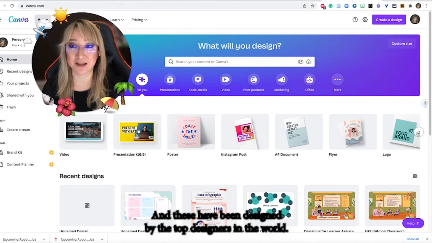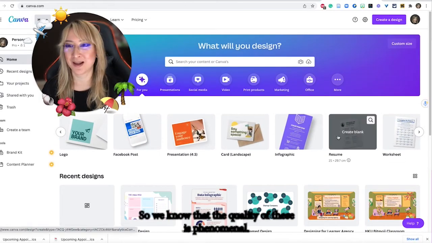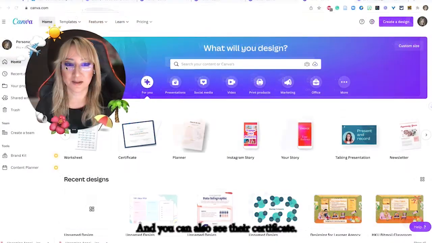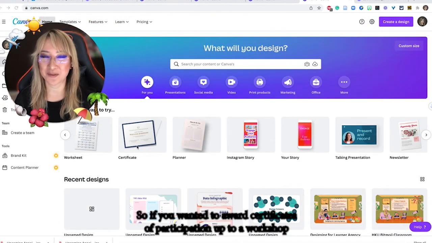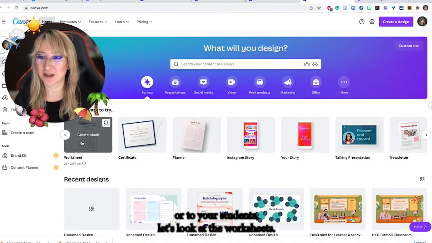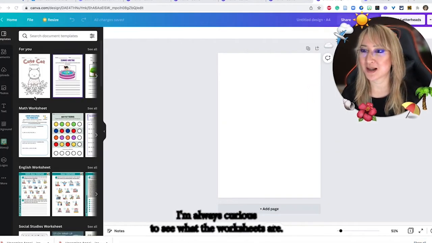And these have been designed by the top designers in the world. So, we know that the quality of these is phenomenal. And you can also see their certificates. So if you wanted to award certificates of participation after a workshop or to your students, let's look at the worksheets. I'm always curious to see what the worksheets are.